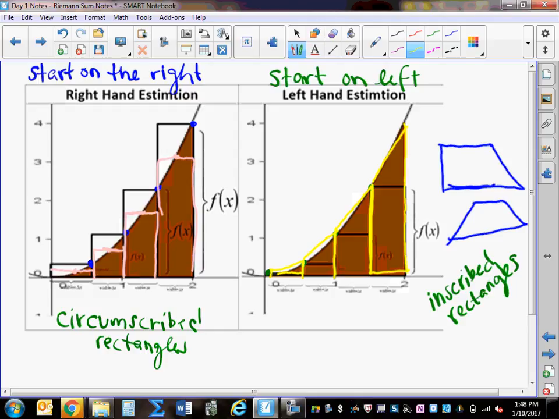So what we're going to be doing today is figuring out how to do each of these estimations. Right hand, left hand, midpoint, and trapezoidal. Really, it's not bad, it's just a lot of algebra involved.